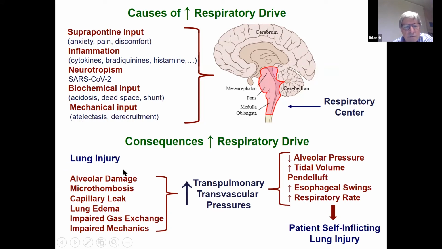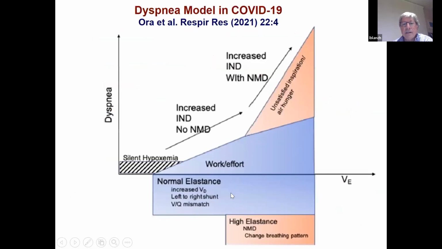In all these forms that we really know in the ICU. And this can cause self-inflicting lung injury, and if this perpetuates breath by breath, it can clearly affect outcome. When we look at dyspnea in patients with COVID, we have discovered or coined the term silent hypoxemia, but this is not new, okay?